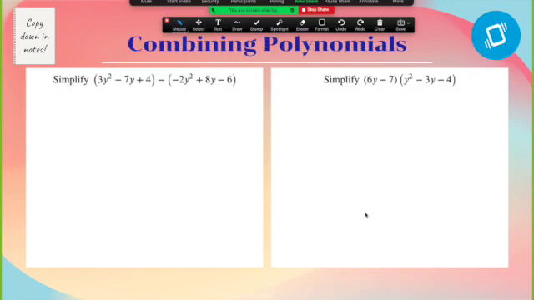And our next one is combining polynomials. First one is asking you to simplify 3y squared minus 7y plus 4, subtracting negative 2y squared plus 8y minus 6. I'll give you a few minutes to try this out on your own first.